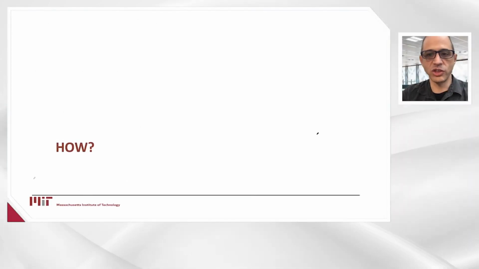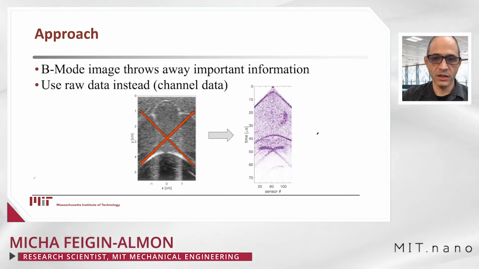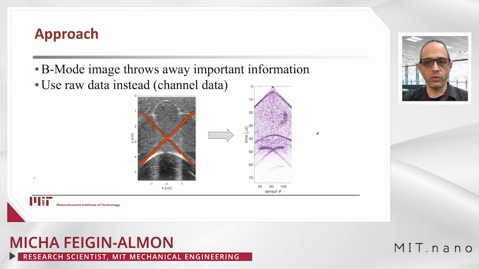So let us shift our attention now to the question of how. The first step is to move down the signal line. The problem with using the B-mode image is that a lot of information has already been thrown out at this point. We go all the way down to the raw signal, the so-called channel data, where there is a lot of information hiding in the sign, phase, and structure of the signal.